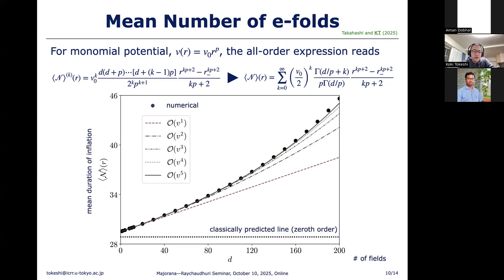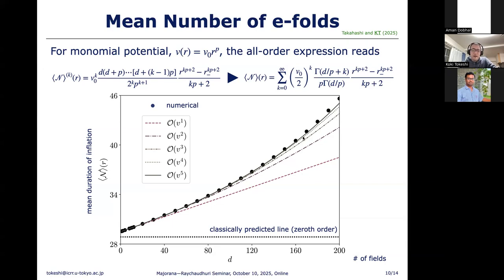So this figure shows the mean number of e-folds, this guy or this guy, as a function of the number of fields. You can see that at the leading order of the noise, at the zeroth order in our perturbative expansion, the mean number of e-folds does not depend on the number of fields. And this is the classical well-known result that I showed previously.